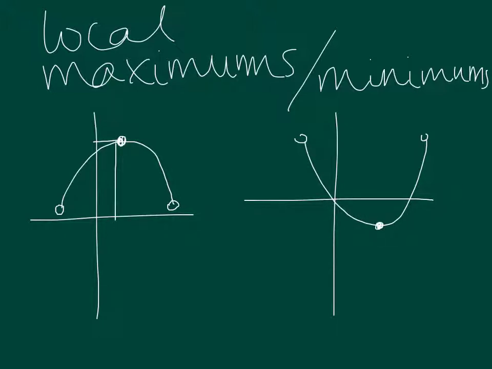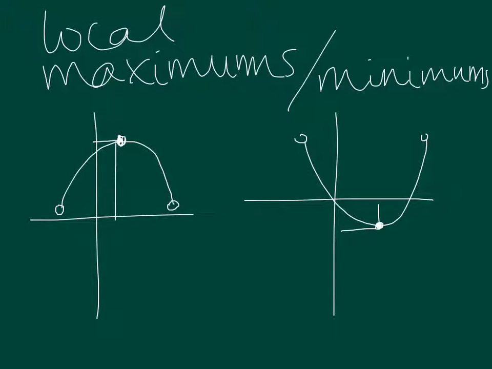Maximum is the highest point, meaning that for points on either side of this point right here, the y value has to be lower than that point. For a local minimum, the values on either side of this value have to be higher. The y values have to be higher than the y value for this.